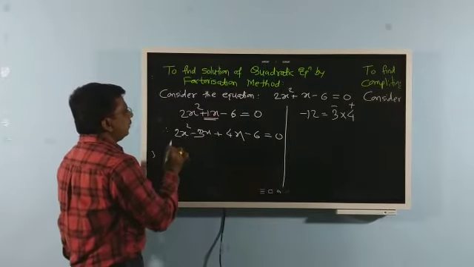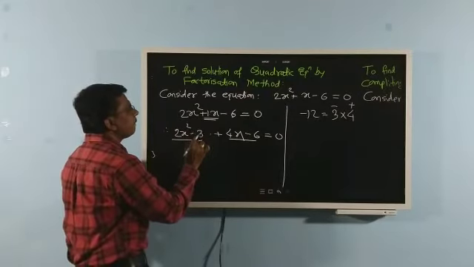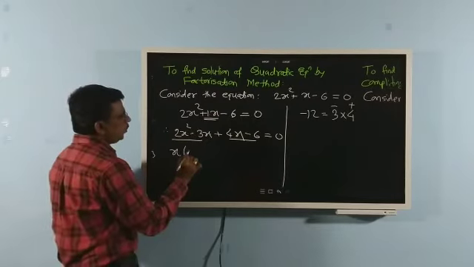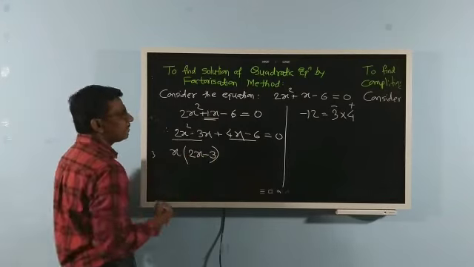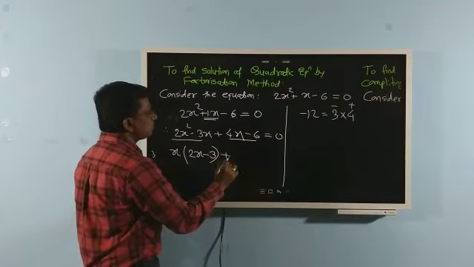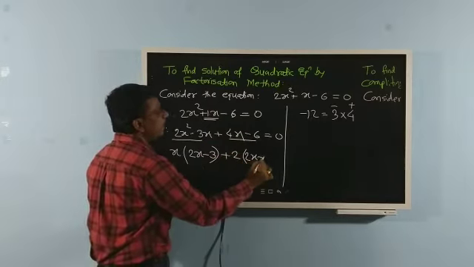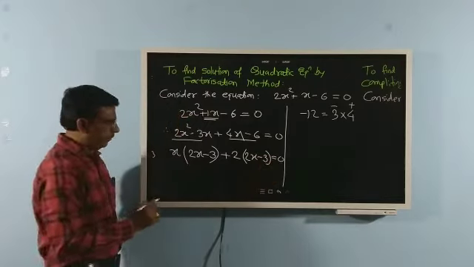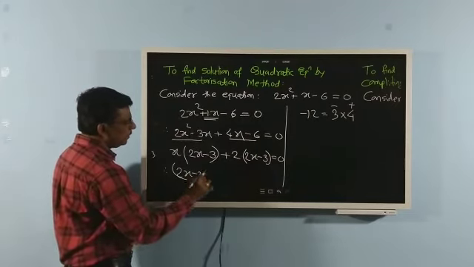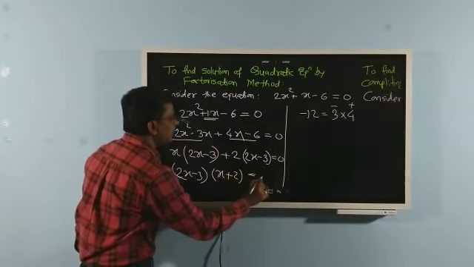Okay. Now pairing the terms. So 2x square minus 3x. What is common here? x is common. So x times 2x minus 3. And from the other pair, 4x minus 6, what is common there? That is 2. So we take 2 common: 2 times 2x minus 3, and that is equal to 0. Therefore, again 2x minus 3 is a common factor. So 2x minus 3 is common, and the other factor is x plus 2, and that is equal to 0.